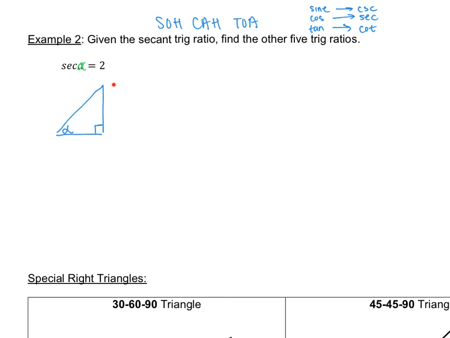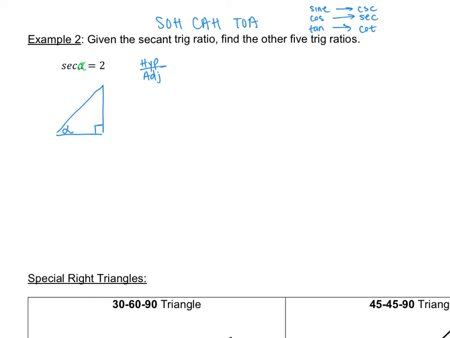First of all, I need to understand what exactly secant represents. Well, secant, like we said before, is a reciprocal of cosine. Cosine is adjacent over hypotenuse, so secant has to be the flip of that. Secant is hypotenuse over adjacent instead of adjacent first and then hypotenuse.